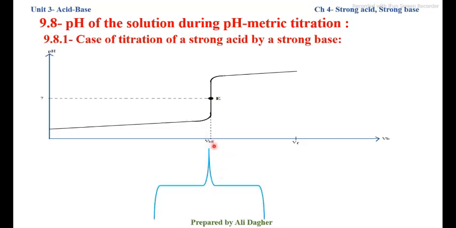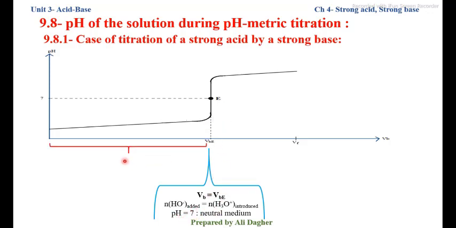First, at equivalence point, the volume of base added equals VBE. The number of moles of HO minus added equals the number of moles of H3O plus introduced, and therefore the medium is neutral. That means pH equals 7. Then at equivalence point, pH equals 7. Before the equivalence point, the volume of base added is less than VBE, from 0 to VBE.